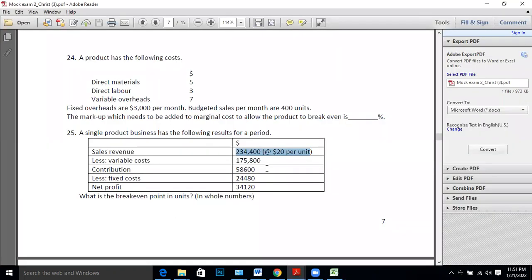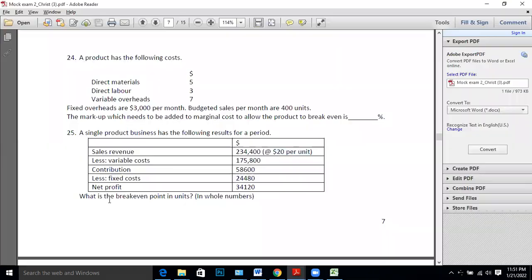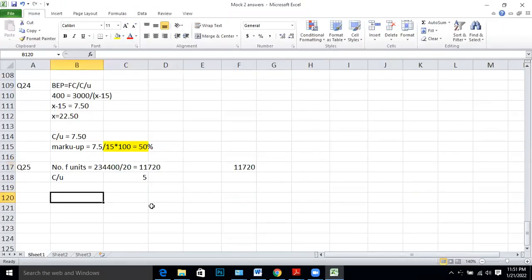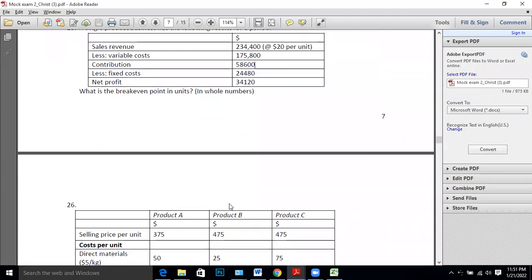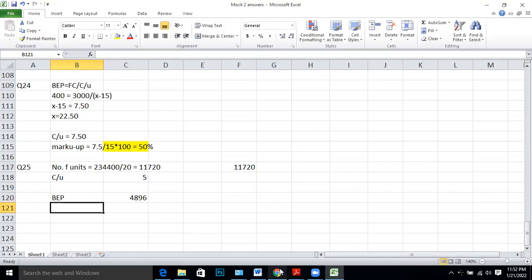So contribution per unit, total contribution is given as 58,600 divided by number of units. You get $5. Fixed cost 24,480. The break-even point: fixed cost 24,480 divided by contribution 5. 4,896 is the answer. Take the answer. 4,896. Correct. Next one.